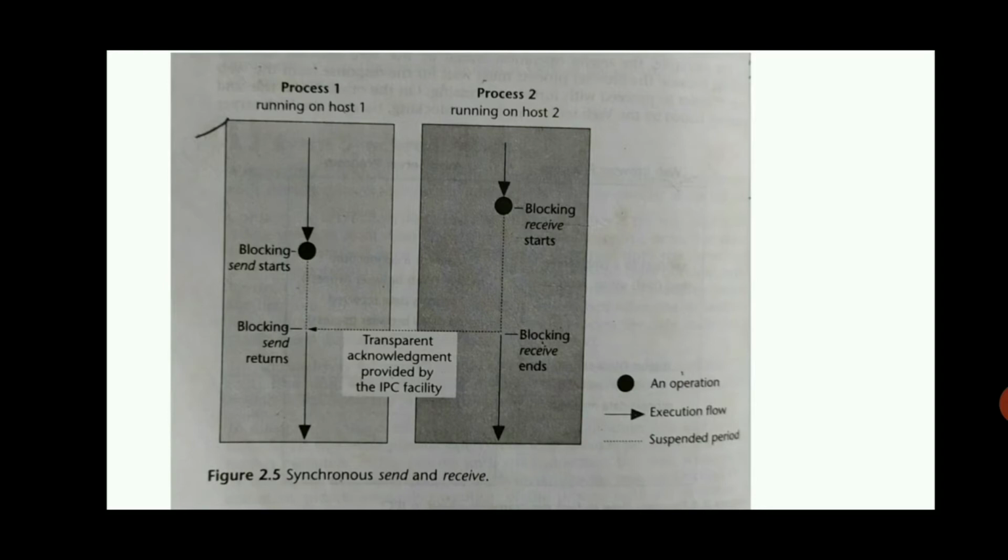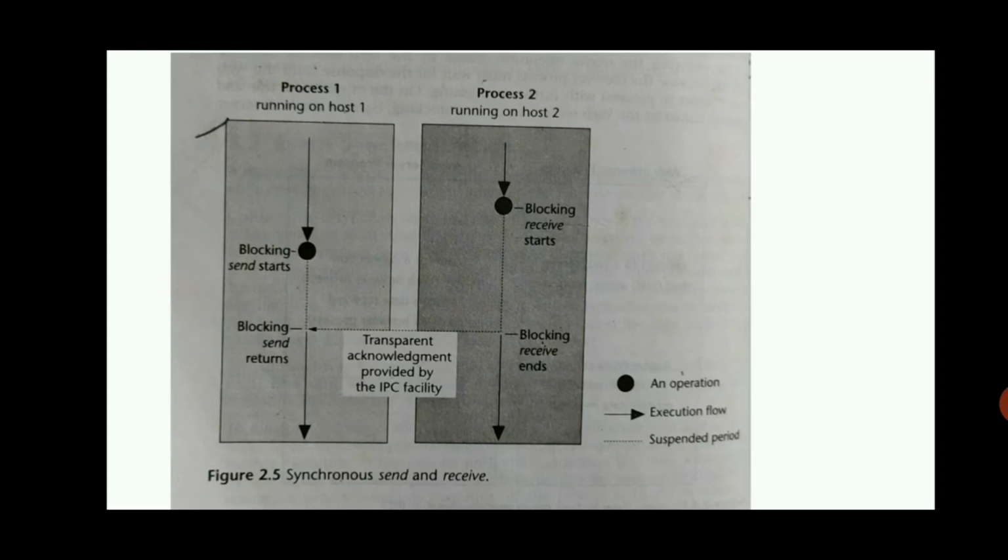So this process 2 will notify process 1 that after receiving the expected data from process 1, an acknowledgement will be sent to process 1 on host 1. So the IPC facility on host 2 will send an acknowledgement to process 1 that the data has been received. So eventually it will unblock the send operation.